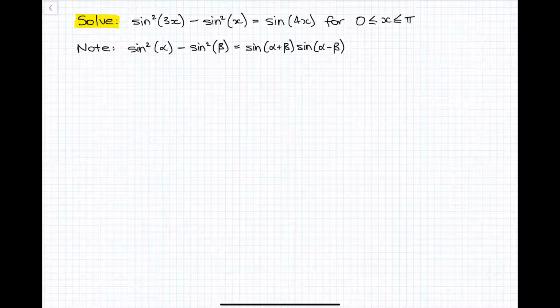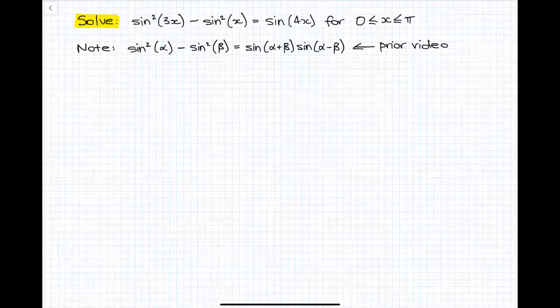Now if this result is not something that you're familiar with, if it's new to you, I do prove it in a prior video. So I'll provide a link to that so that you can have a look if you need to. But for this video, I'm just going to take this result as given. So really what we're doing is wherever we see alpha in this result, we can insert 3x, and wherever we see beta in the result we can insert x, and that's another way we can restate the left hand side of this equation. So let's go and do that.